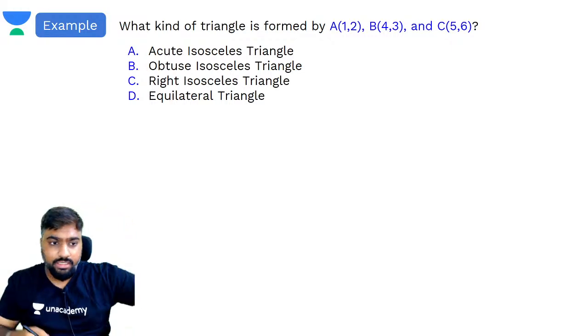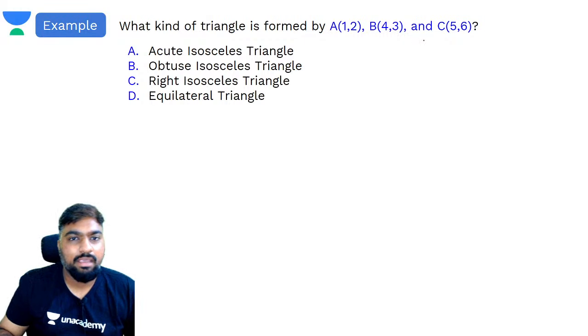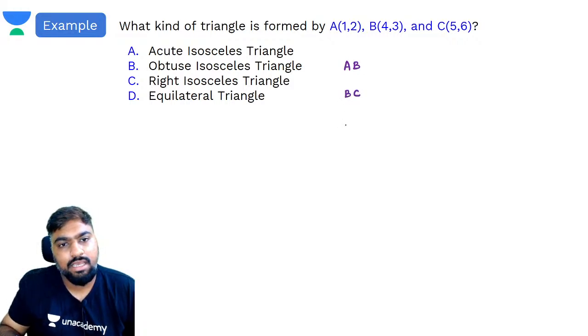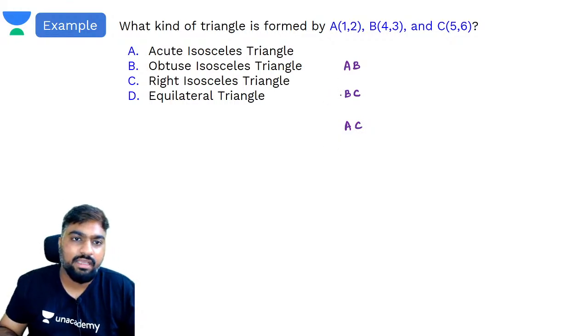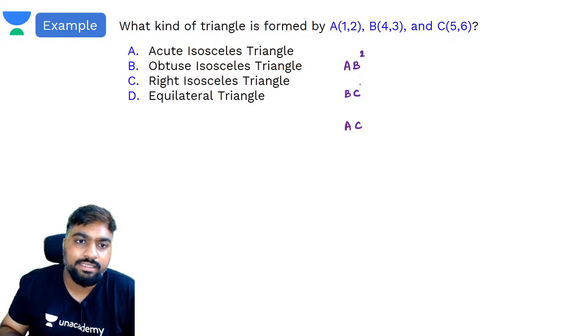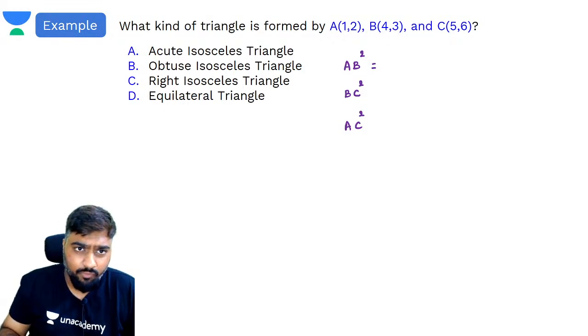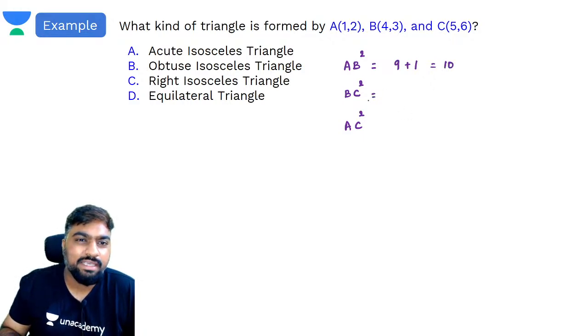Anyway, so let's look at this. They're asking what kind of a triangle is formed, right? A, B and C. So first let's find out what AB would be, the distance between points B and C, and AC. Since we are going to use it to identify the distance between them, might as well go for the squares itself. So if we go for the squares, what is AB square? 4 minus 1 square, which is 3 square, 9, plus 3 minus 2, that is 1, 1 square is 1. So AB square is 10.